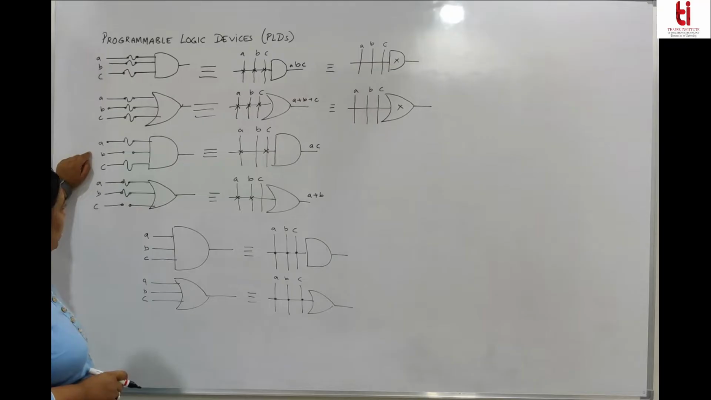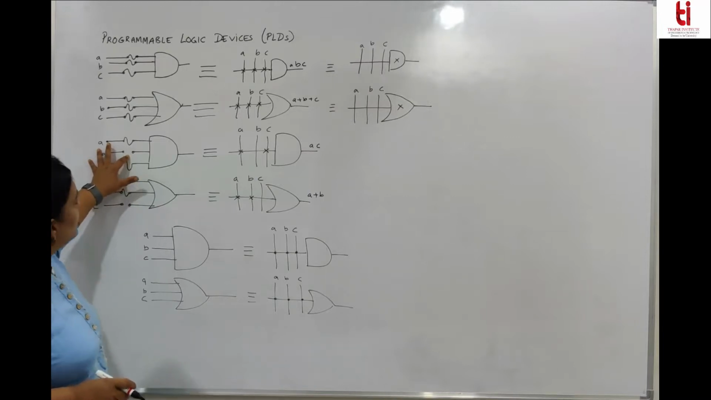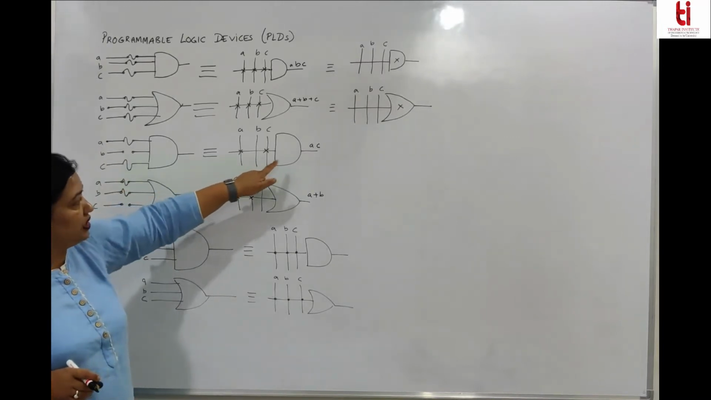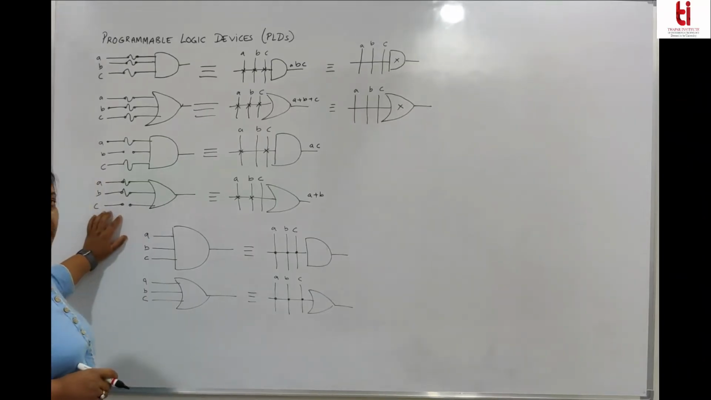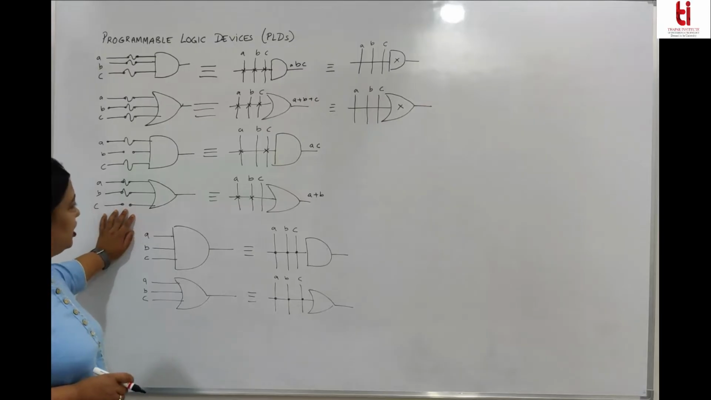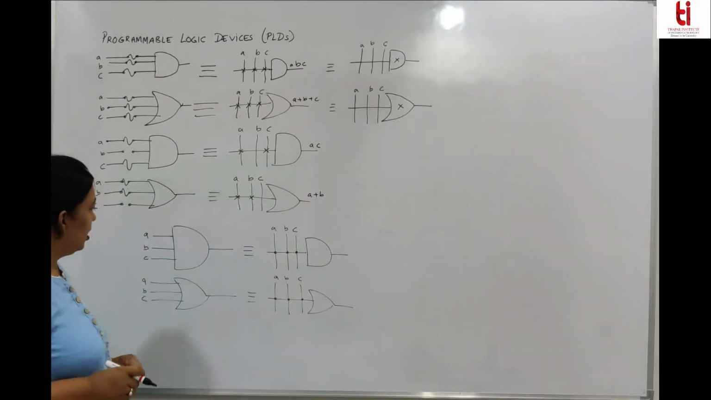This is the third one. It is a programmable AND gate in which the fusible link at this has been blown off, and this can be blown off by giving high voltage. So this fuse is blown off, so output is AC. Similarly, you have an OR gate. It is a programmable OR gate where this fuse has been blown off. So according to this, the output is A plus B.